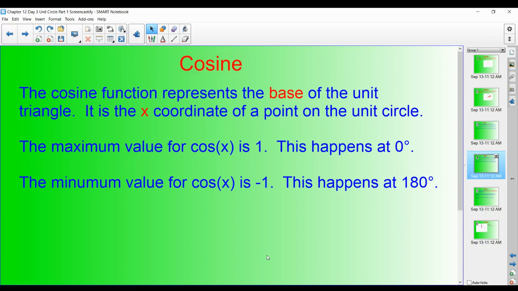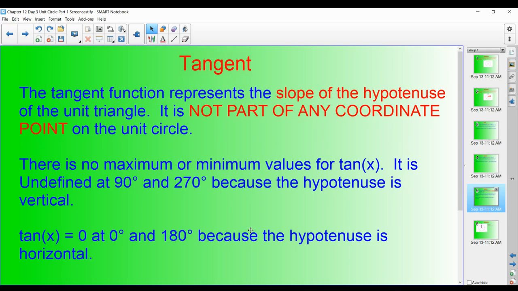Now cosine is going to be our x coordinate. So if I give you the coordinates, the x part is our cosine. And that is also going to go from -1 to 1. All the way at the right at 0 degrees, the cosine of 0 degrees is going to be 1. And all the way at the left, the cosine of 180 degrees is going to be -1. And then the tangent is neither of the coordinates. It's going to be a combination platter of sine and cosine, and it's going to represent the slope of the hypotenuse. So how steep the hypotenuse is going to be my tangent.